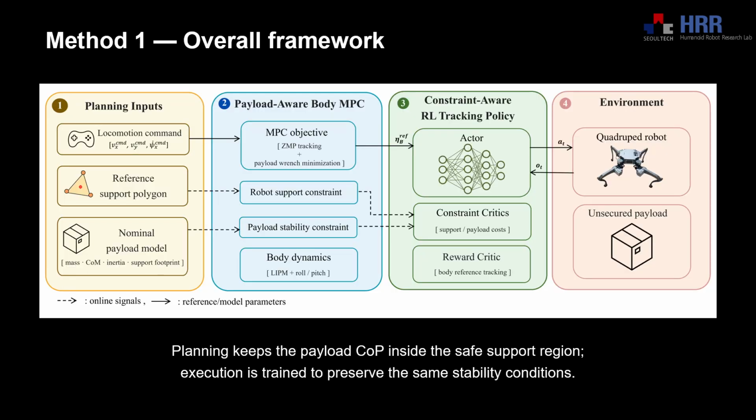The framework separates planning from execution. The body MPC takes the locomotion command, the support polygon, and a nominal payload model, and generates a trunk reference that keeps the payload center of pressure inside the support region. The reinforcement learning policy then tracks this reference and outputs full-body joint commands.